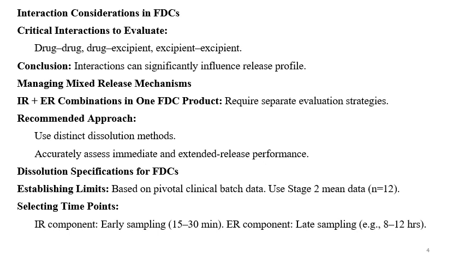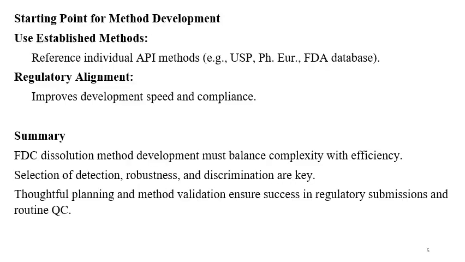Then dissolution specifications for the FDCs are given based on the pivotal batches and clinical batches, using the dissolution data of 12 units. Selecting time points for dual release type FDCs: for the IR component, you can provide specification at 15 minutes, 30 minutes or 45 minutes, and for the ER component you can do sampling at 1 hour, 2 hour, 4 hour, 6 hour, 8 hour, up to 12 hour or 24 hour depending on the release, and a minimum of 3 time point specifications are required to be given.